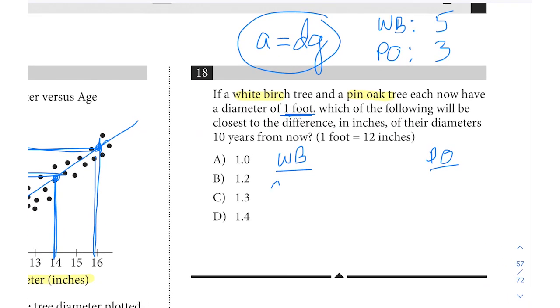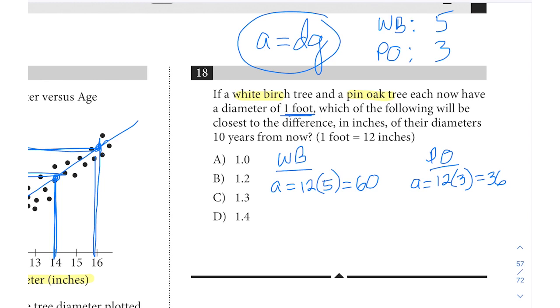So for white birch, we have age equals diameter. 1 foot is 12 inches. So we have to convert to inches. Make sure you put 12. If you put 1, calculations will be a little off. And our growth factor for white birch is 5. So that means our age right now is 60. And then the pin oak right now also has a diameter of 1 foot, which is 12 inches. So 12 inches times its growth factor of 3 means its age would be 36. And that's right now. And then they want 10 years from now.